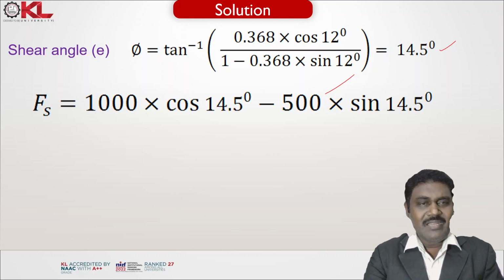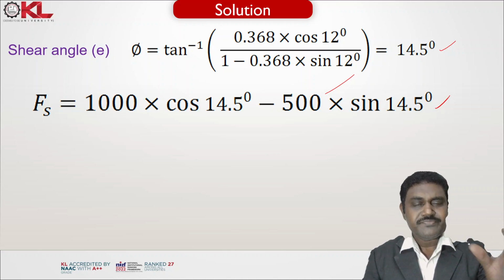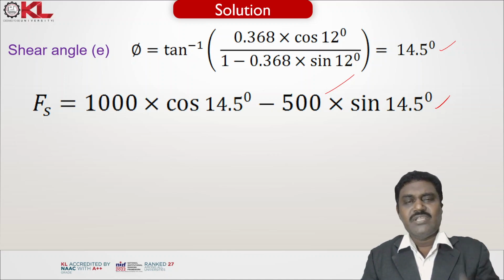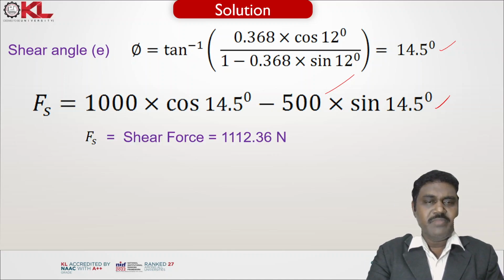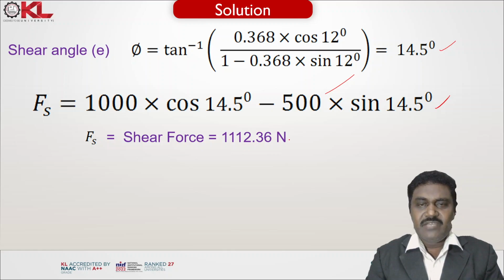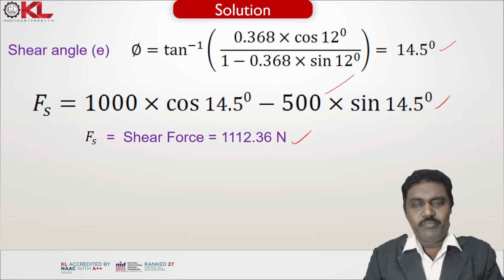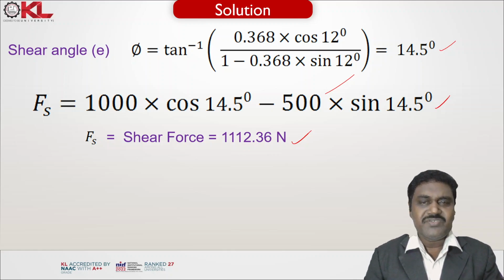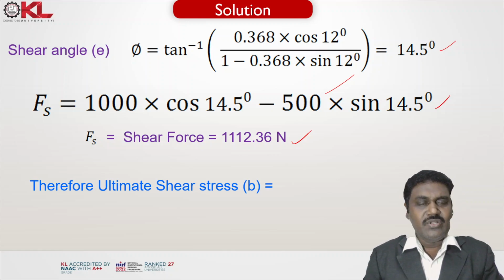So once the shear plane angle is obtained, you can substitute this data in the equation for the shear force. The shear force Fs is equal to 1000 into cos 14.5 minus 500 into sin 14.5. Now simplify, and you can obtain the shear force, that is 1112.36 newtons. That is the shear force.